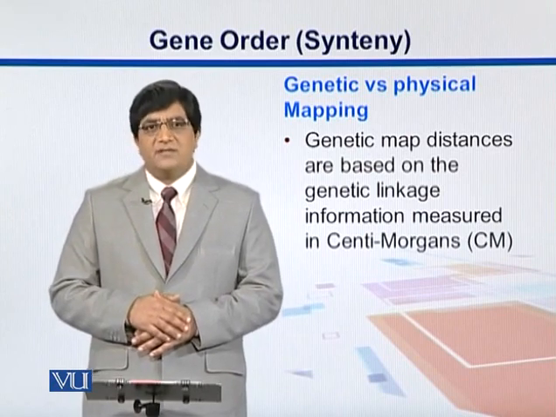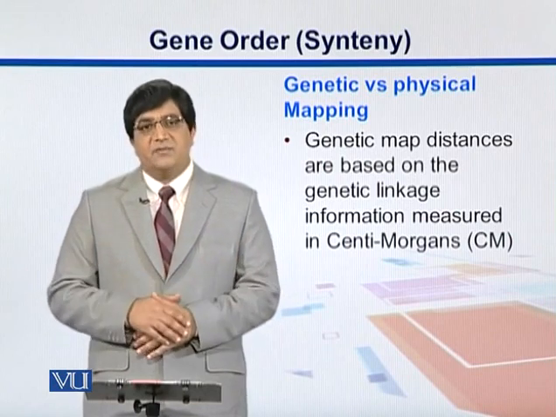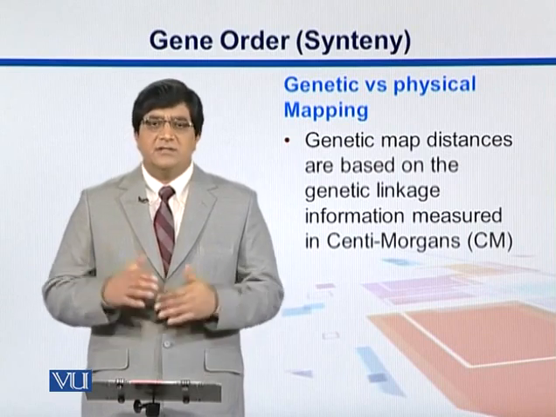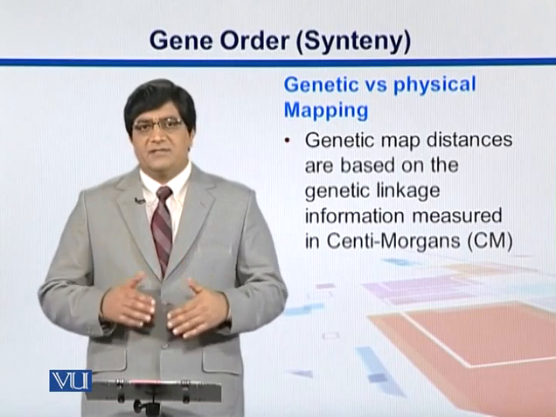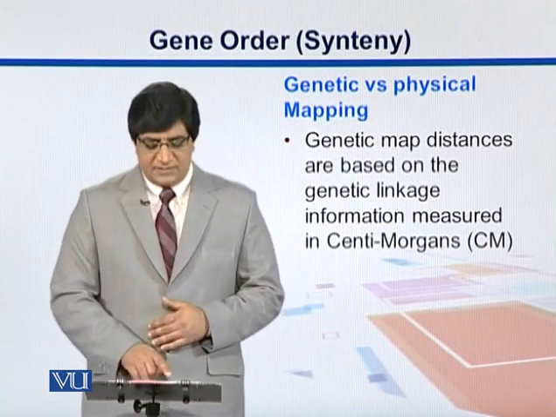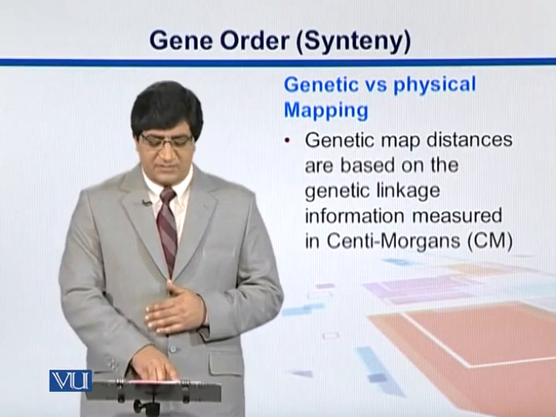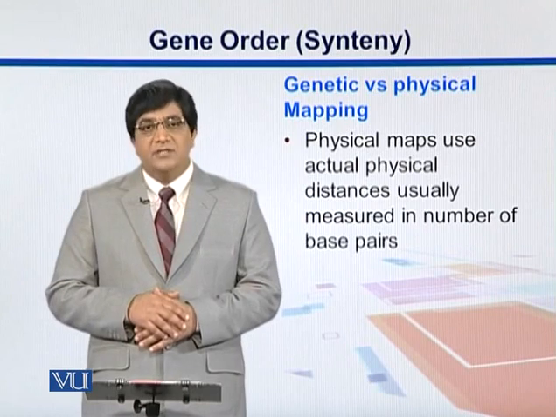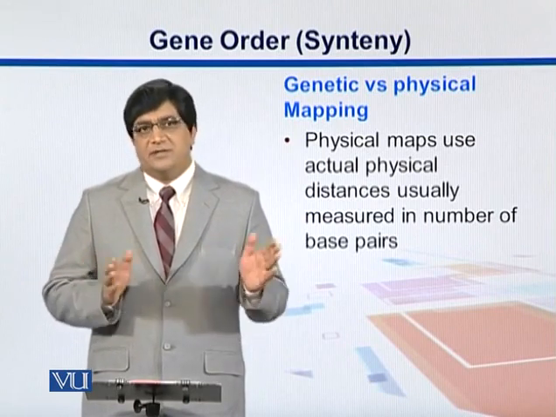Genetic map distances are based on the genetic linkage information, which is measured on the centimorgan scale. We get the recombination frequencies among the genes, from which we get these centimorgan distances, and we put the genes on the chromosomes on the basis of those distances. Whereas in physical mapping, we use the actual distance in terms of base pairs among the different genes.